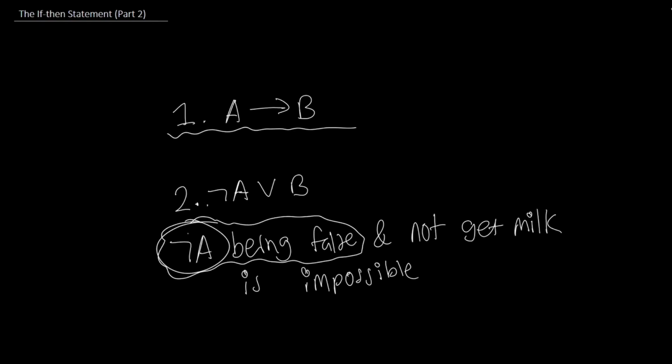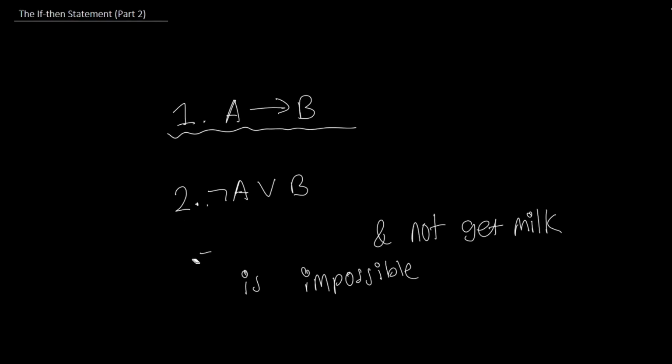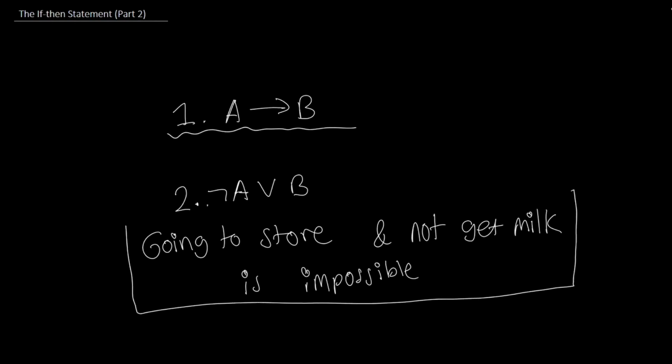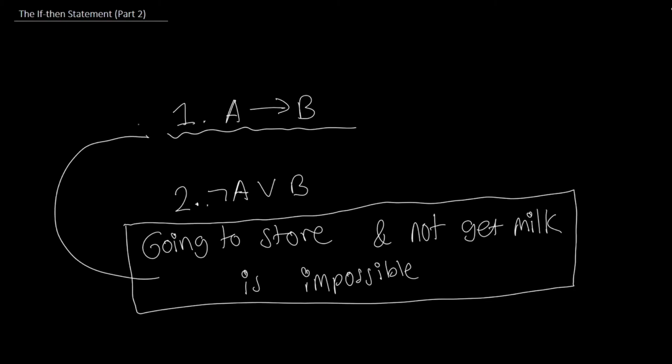Because the two negatives cancel out to form a positive. It's like saying I did not die, so that means I'm still alive. Same concept there. In the end, we have going to the store and not getting milk is impossible. This is what statement number 2 is trying to tell us, or rather an alternate meaning that we came up with. And it is much easier to see that this is equivalent to this guy.